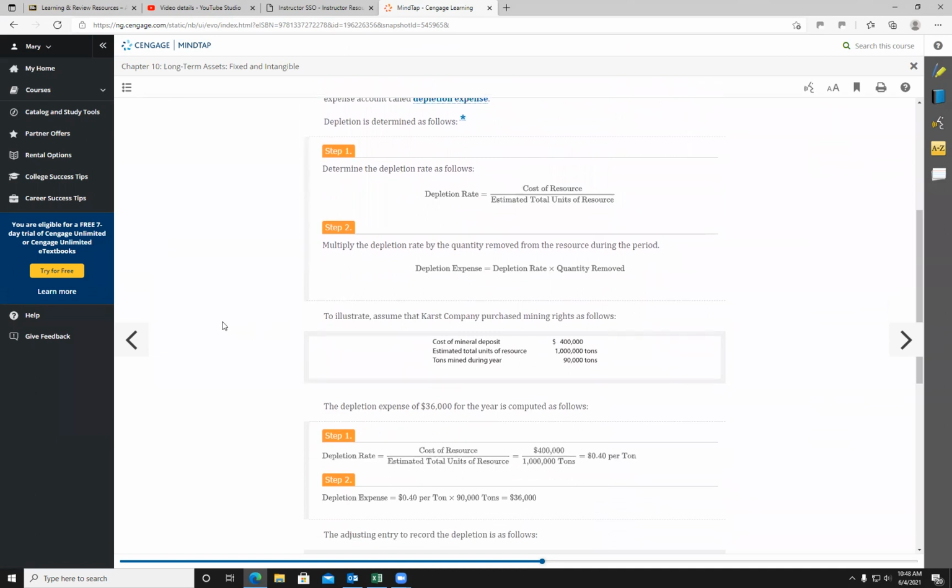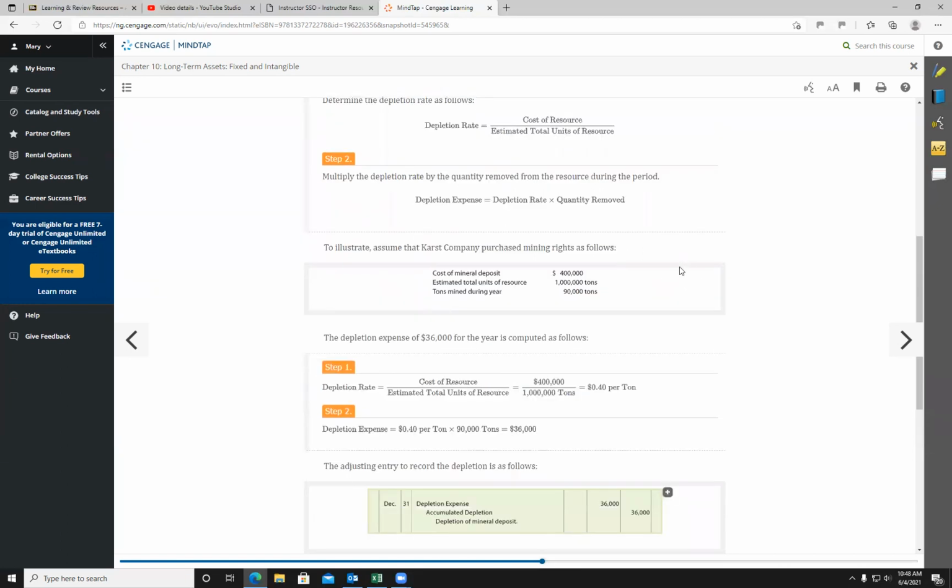So depletion is determined as follows. The depletion rate equals the cost of the resource divided by the estimated total units of resource. To get the depletion expense, you then take the depletion rate times the quantity removed. And that's how you would know how much to record in your depletion expense.